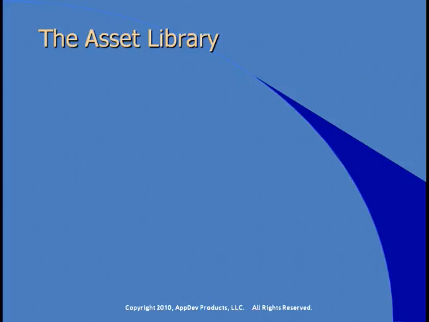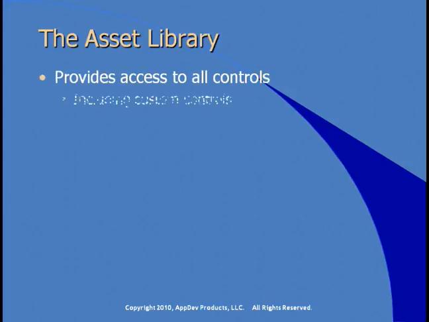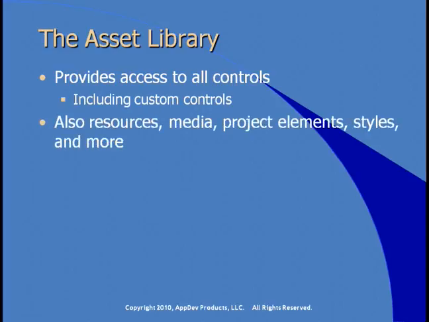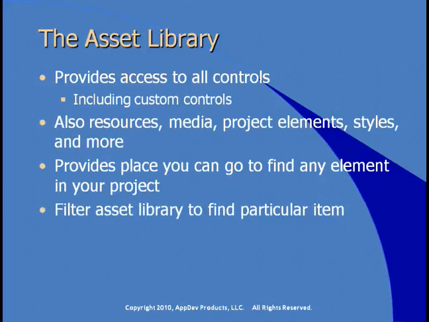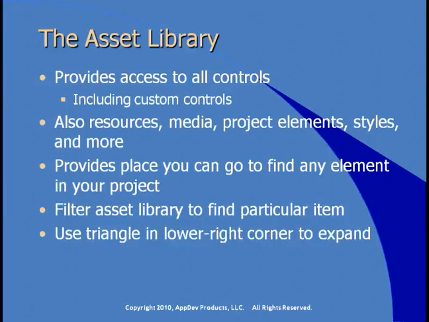You'll also find the Asset Library. This provides access to all controls, including custom controls. It also provides access to resources, media, project elements, styles, and more. It's a place you can go to find any element in your project. There's a lot of stuff in there, so you'll want to filter the asset library to find a particular item. Just start typing and it will filter against what you've typed so far. You can also use the little triangle in the lower right corner to expand the asset library window.